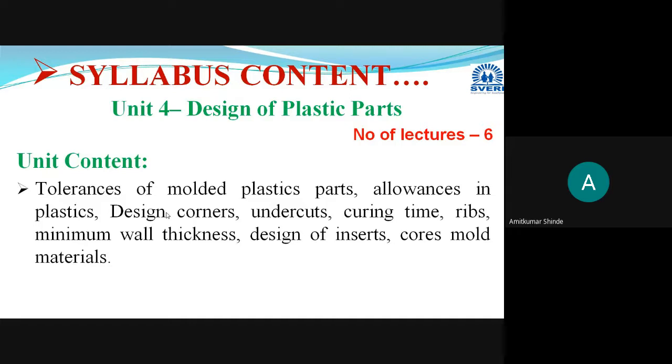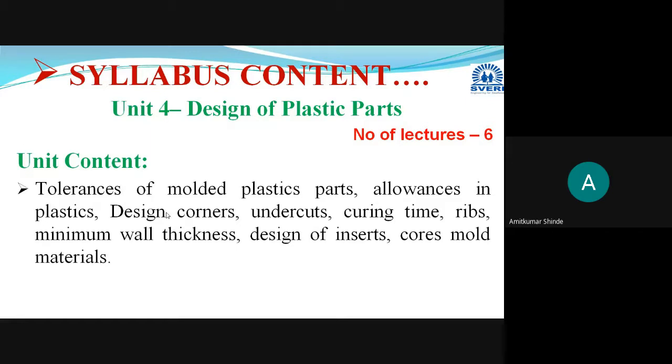Now, to understand or to solve that problem, you have to understand all these points, means how we are going to provide the tolerances, how we are going to provide the allowances, then how the design of the corners, then different kinds of undercuts will be there, different kinds of the corners will be there, different kinds of the ribs will be there, how we are going to decide the minimum wall thickness of the plastic component, then different inserts will be there, okay. You have to understand all these parameters so that you can solve that numerical, okay.